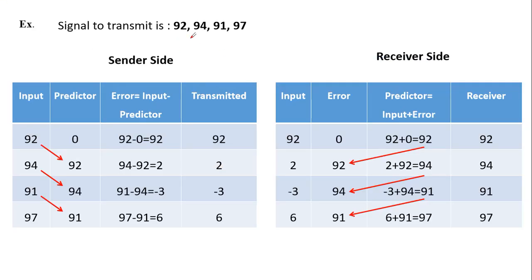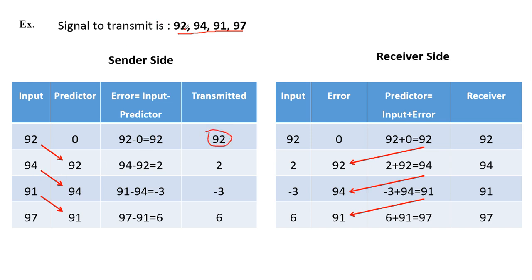Now the initial data at the sender side is 92, 94, 91, 97. We will write down this data. Initially our predictor is 0 because the first symbol we are sending as it is. So for 92, the predictor for the first time is 0. Error is input minus predictor, that is 92 minus 0 is equal to 92. So we are transmitting the first symbol as it is.